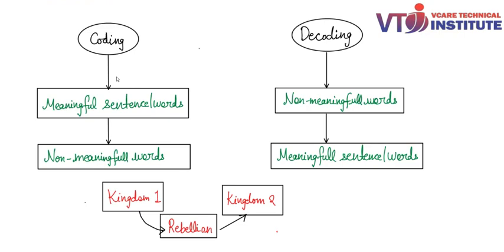Now we have to talk about coding and decoding. In the coding process, meaningful sentences and words change into non-meaningful words, and in the decoding process, non-meaningful words change into meaningful sentences and words. This is the process of coding and decoding, and how we use it in programming. Let's talk a little bit about how, in history, this coding and decoding comes into play.